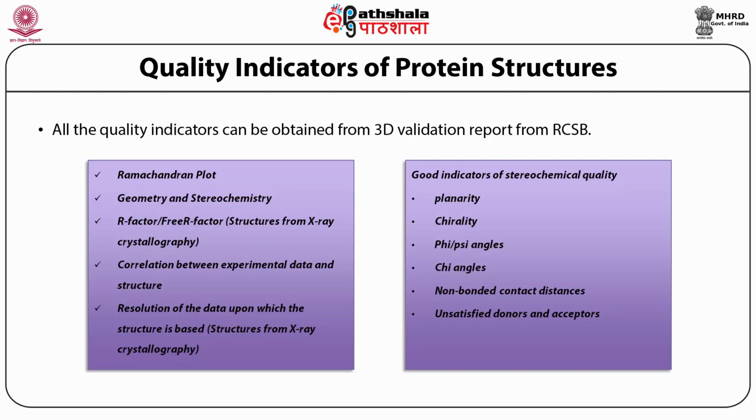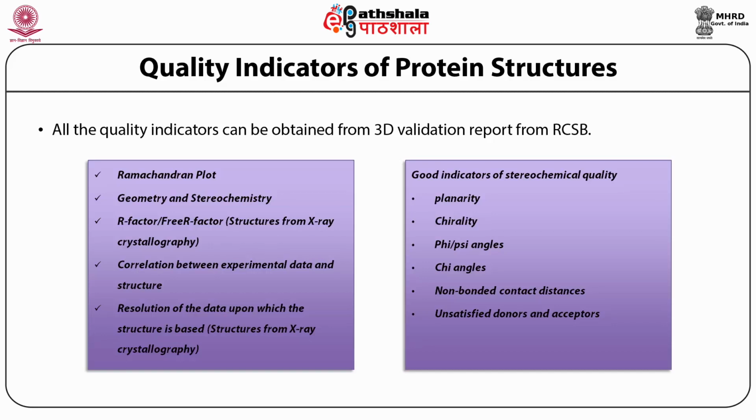Apart from that, it gives the overall stereochemistry quality, like planarity of the aromatic amino acids, then chirality, which relates to the side chain conformation of each amino acid, and phi-psi angles. Apart from the dihedral angles which are related to the secondary structure, there are also angles related to the side chains. Then chi angles will also be helpful in understanding the interactions, whether the rotamers are available for interactions, whether the rotamers are forming proper interaction with the side chains, all that information. Then non-van der Waals contacts, all that information is available.